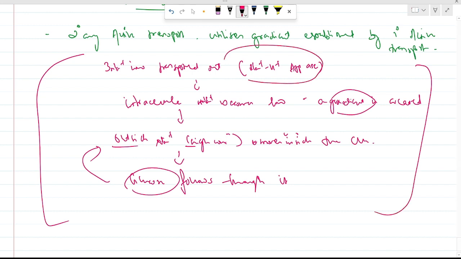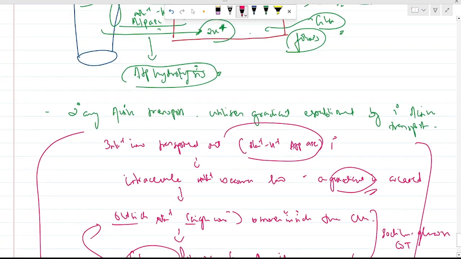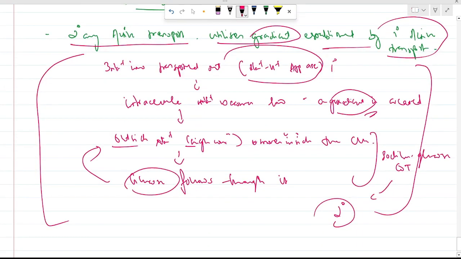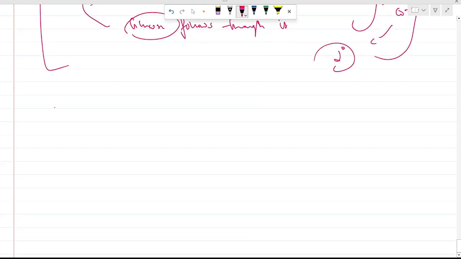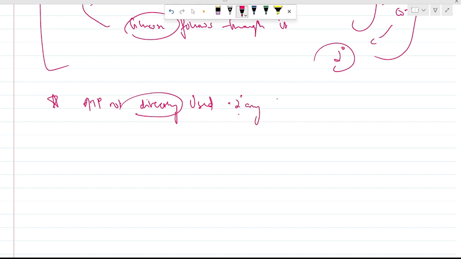The sodium potassium ATPase, that is primary transport, creates this gradient, which leads to this sodium glucose co-transport, which is a secondary transport. So this explains the fact that secondary active transport utilizes the gradient established by primary active transport. Here the most important point is ATP is not directly used in secondary transport.